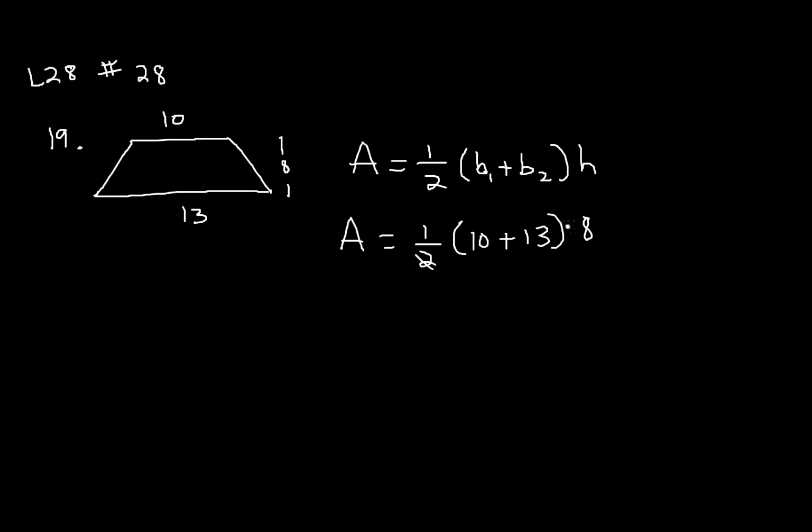So 2 goes into 8 4 times. I like to do it like that. So you get area equals 23 times 4, and you just put that in your calculator. 23 times 4 is 92, and you have to have units or else you miss a point. So the units were in feet, so you'd say feet squared.